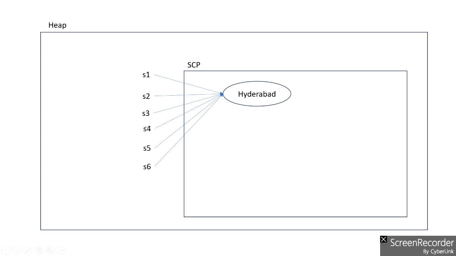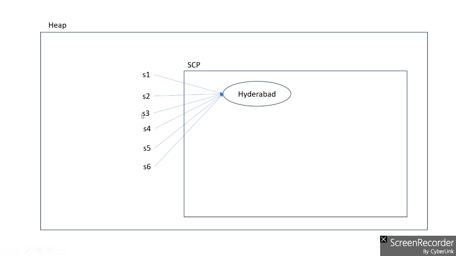So let's say if we try to change the content of this object through S4, from Hyderabad to Mumbai, what will happen? It will impact all the other reference variables. S1, S2, S3, S5, S6 will also get impacted. Oh, this is not good, right? Only because of S4, all the other users will get affected. They ideally entered Hyderabad, but in the database Mumbai will be stored, which is wrong.